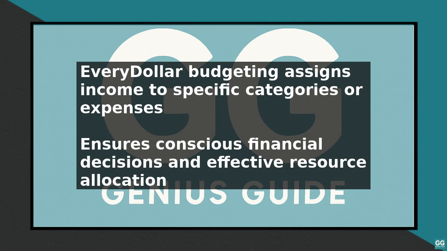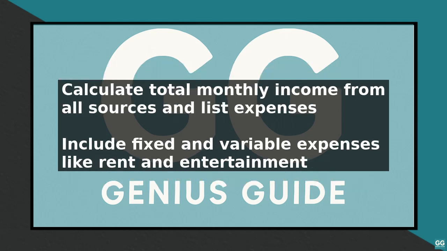First, calculate your total monthly income from all sources. This includes your salary, investments, and any side hustles. Next, list out all your expenses, including fixed expenses like rent and utilities, and variable expenses like entertainment and groceries.